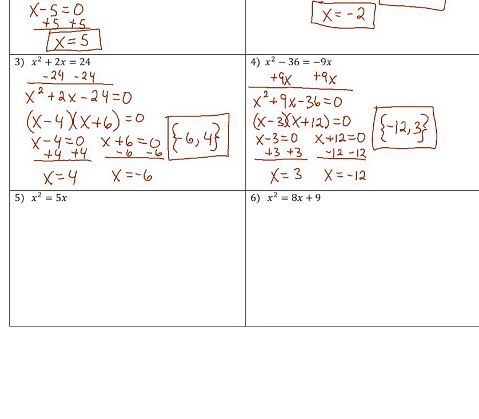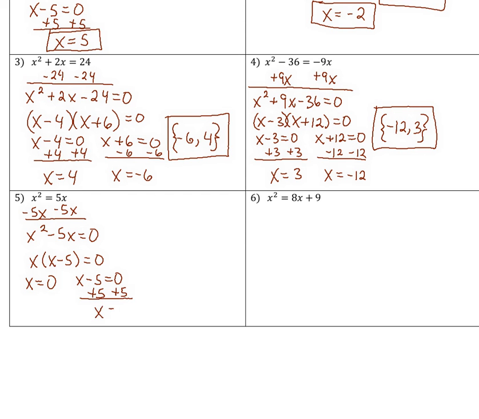Now, number 5. Go ahead and subtract that 5x from both sides. x squared minus 5x equals 0. And once again, we don't have the c term, or actually the c is equal to 0. So we can GCF this right here. And now once we get that x equals 0, we're done with that part right there. And x minus 5 also equals 0. And we write our solution set 0, 5.